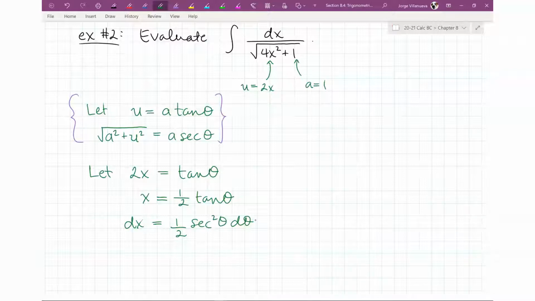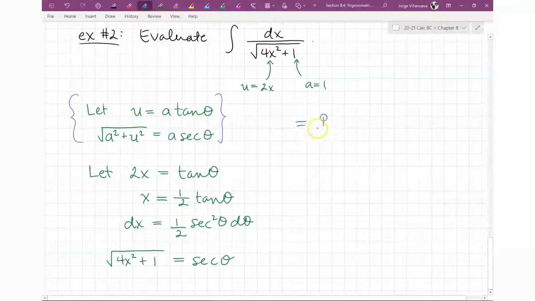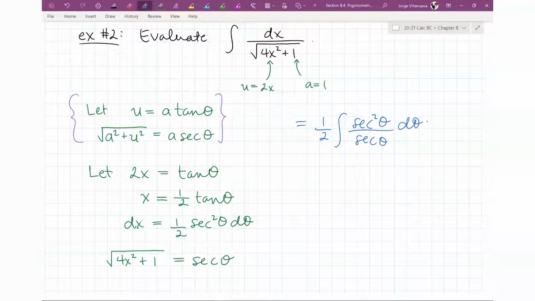Okay. Now, from there, we're going to use our definition for the square root portion, right? So the square root of 4x squared plus 1 is a secant theta. Well, that's just 1 secant theta. So notice I have my substitution for the square root. I have my substitution for the dx, so I can actually do that now. Okay, so this is equal to 1/2 integral secant squared theta over secant theta d theta. Okay, now at this point, I simplify.